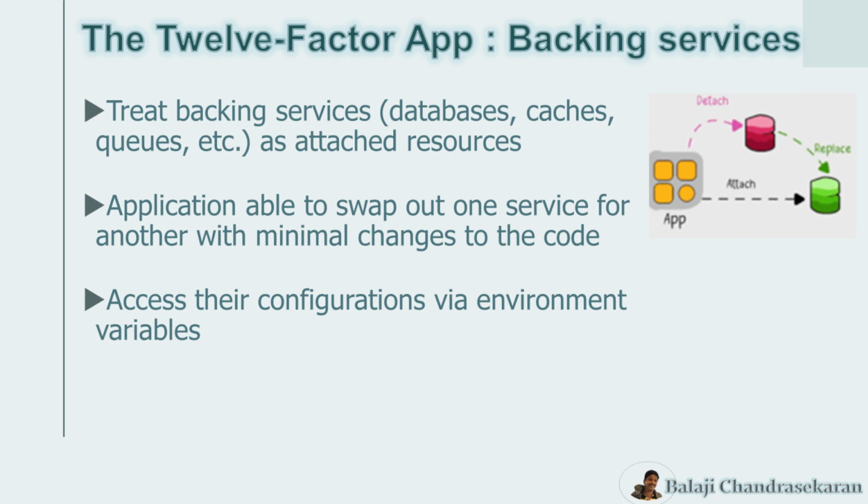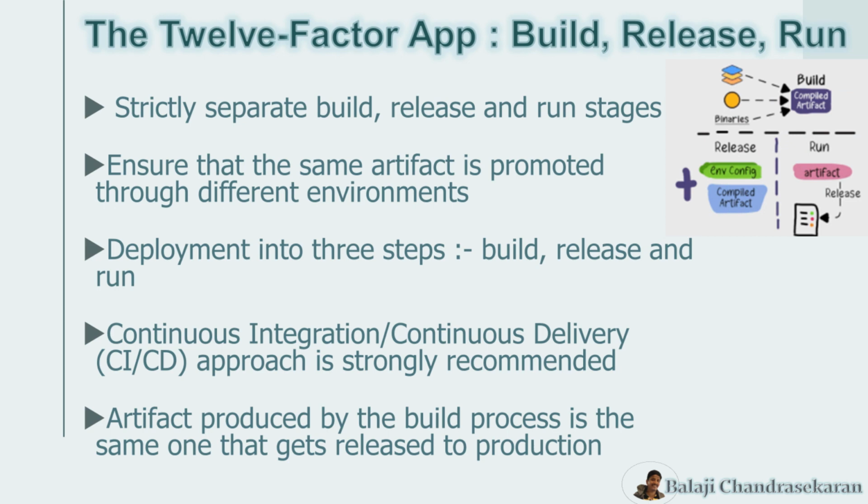Strictly separate the build, release, and run stages. Ensure that the same artifact is promoted through different environments. The 12-factor app divides the deployment into three steps. Build is the generation of artifacts from the source code. In this step, the code is extracted from the source and checked with the compiler to check the syntax.